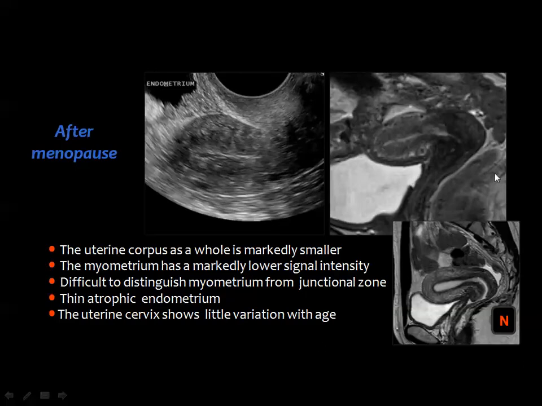Then the junctional zone is not well defined, and the endometrial cavity is small or atrophic, as you can see here. But the cervix is not liable to these changes. The cervix may maintain its normal size and zonal anatomy.